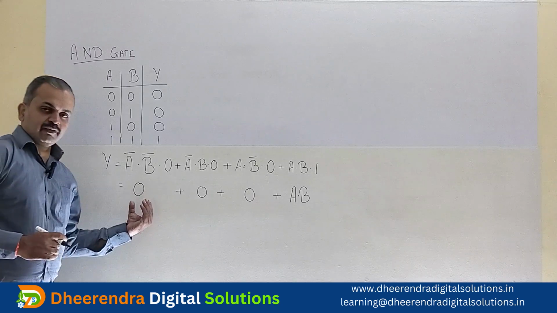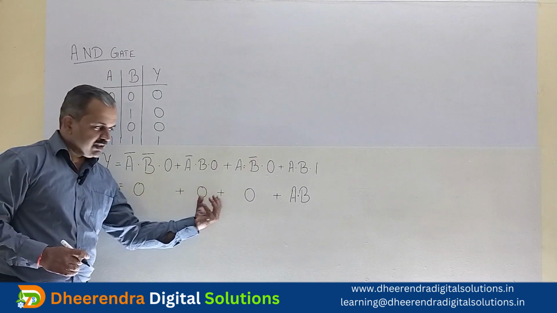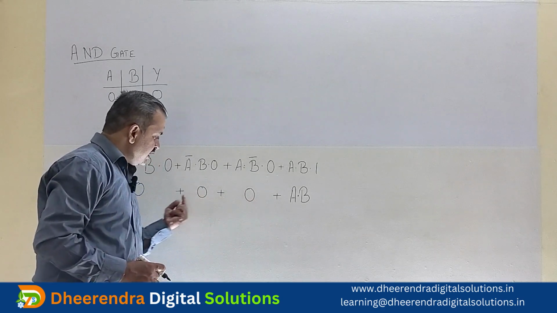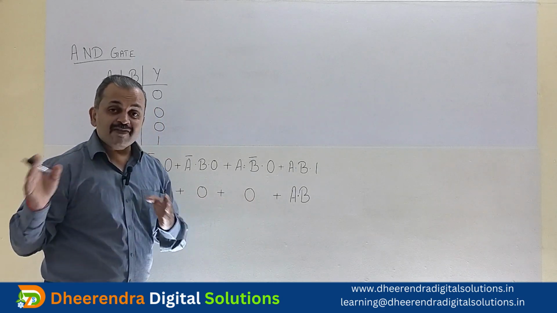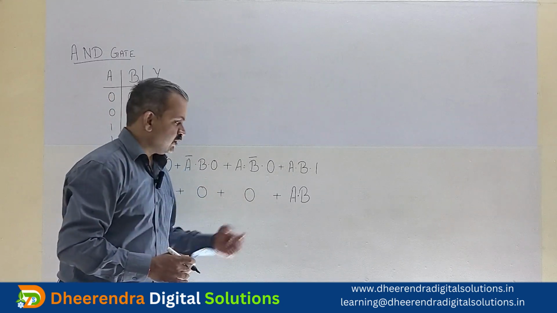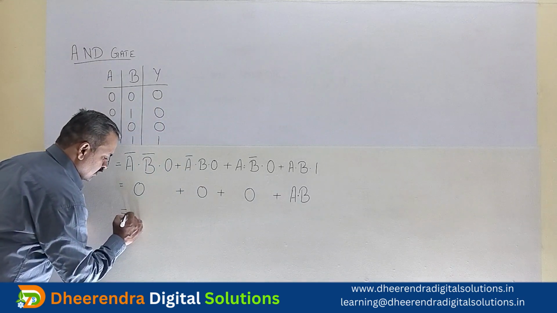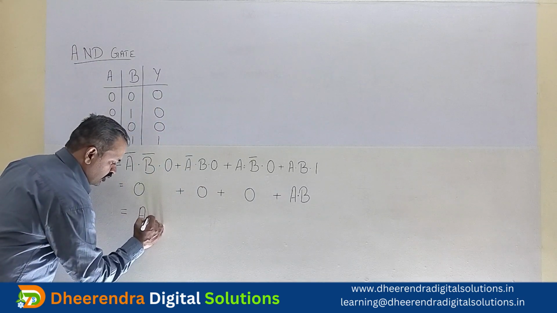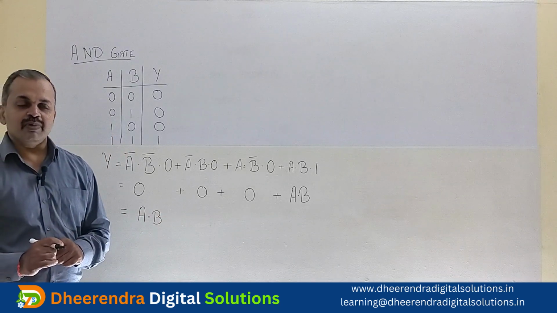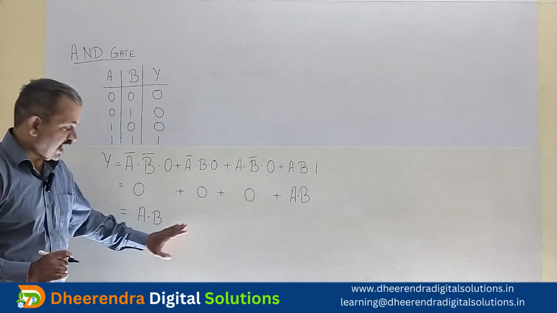Now, the first part of the statement is false, the second part is false, the third part is false. Remember, the plus indicates the OR operation. If any one condition is true, then the result is going to be true. Hence, this will become equal to A dot B. This is what the AND gate is.